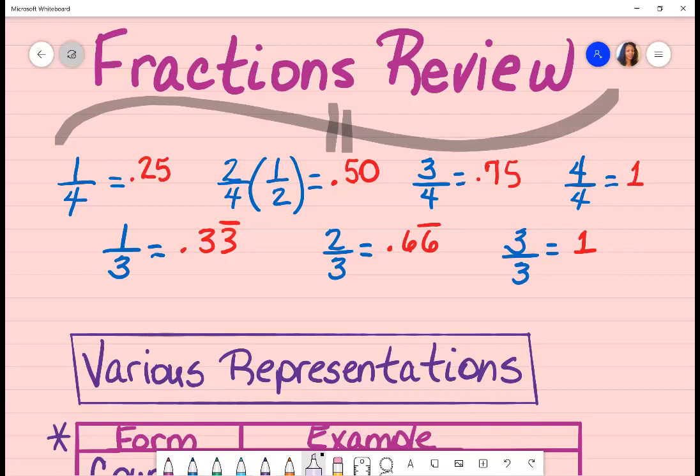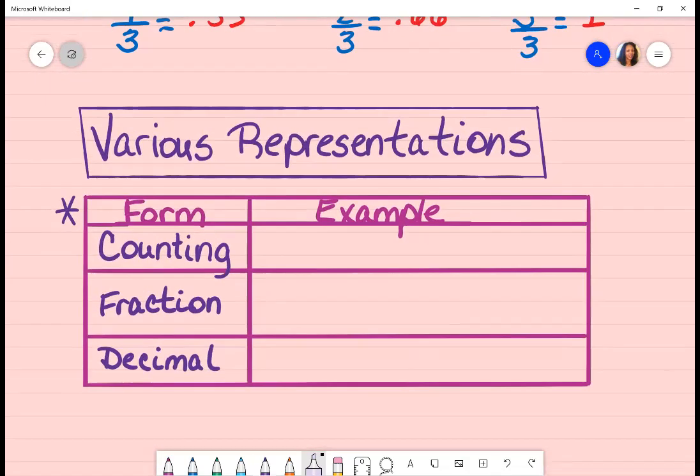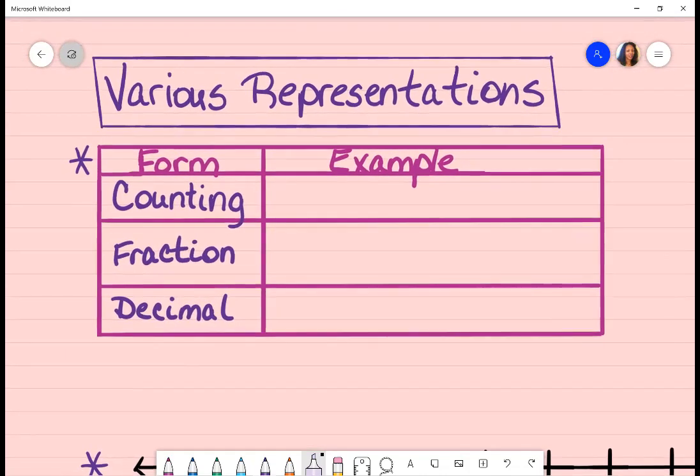So if you just automatically see 1/4, you should know, oh, okay, that just means 0.25. So those are various representations of a fraction.